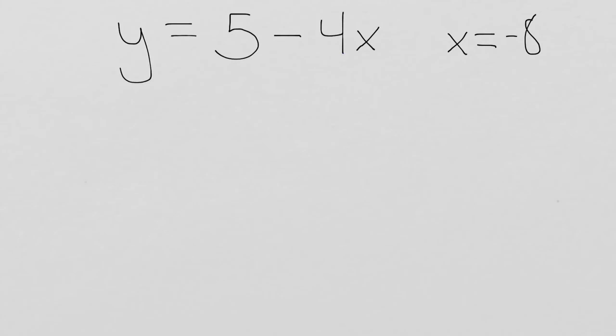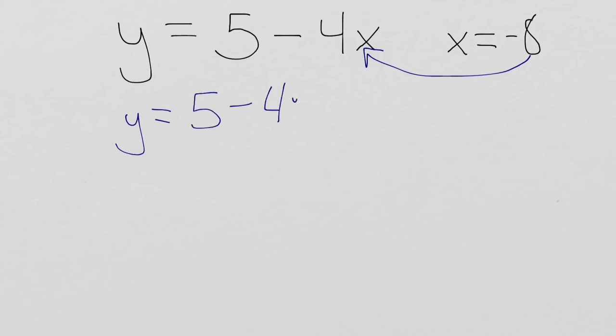X is -8. So to do this problem, we have to take this -8 and put it in for x. So we're going to get y equals 5 minus 4 times -8. Make sure you remember that we're timesing in this situation, not subtracting. Sometimes when people put a negative number in, they then mistake that negative for subtraction, when in reality it's going in for the x, which is being multiplied.